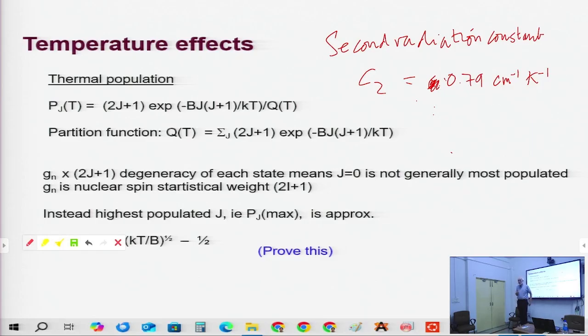Look this up, it's a standard constant. It's just a way of giving Boltzmann's constant in wave numbers, but it's called the second radiation constant. It allows you to use this formula without having to do any units conversions. So you can get the temperature very simply.